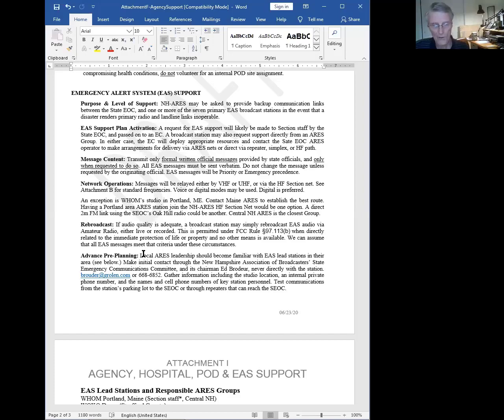If you have one of those stations in your backyard, having a path to Concord might be really good, even if it's a relay path from a high point. Something else to think about.